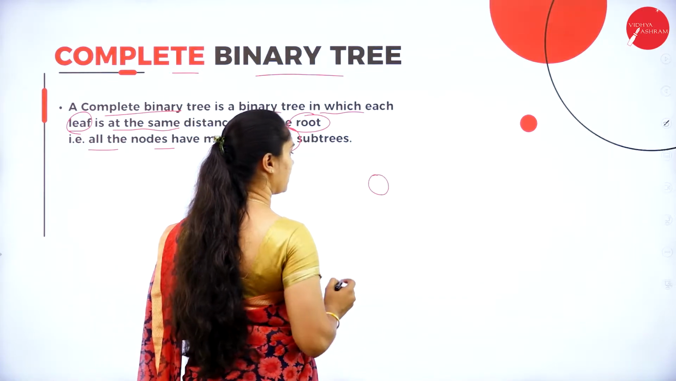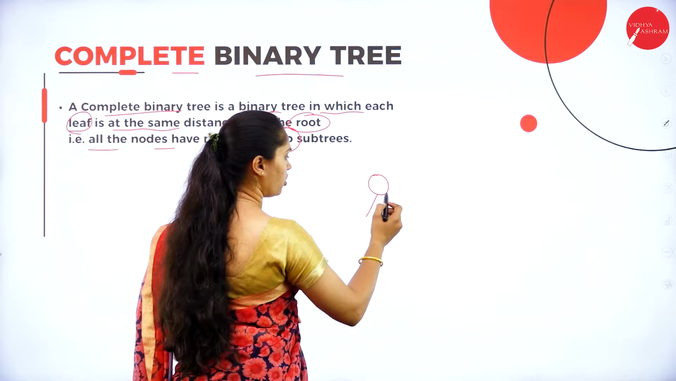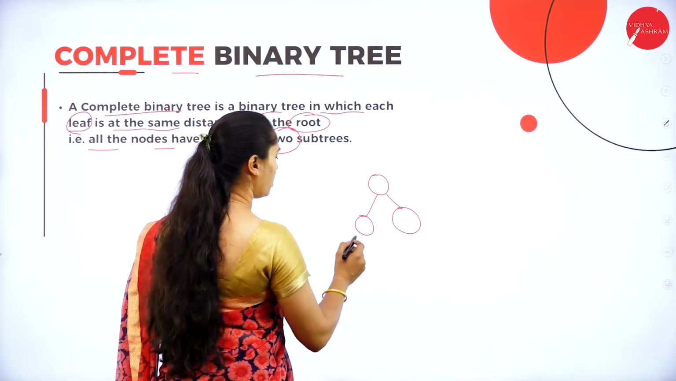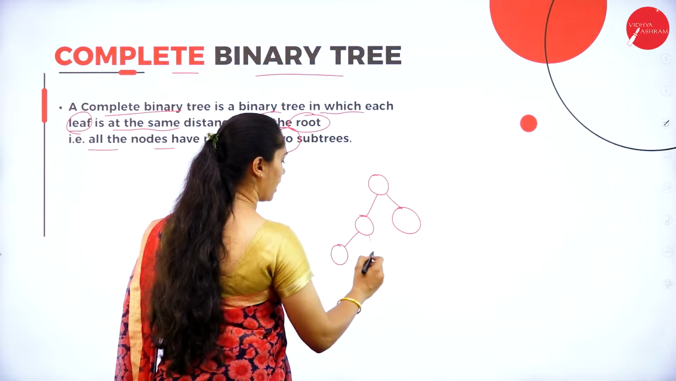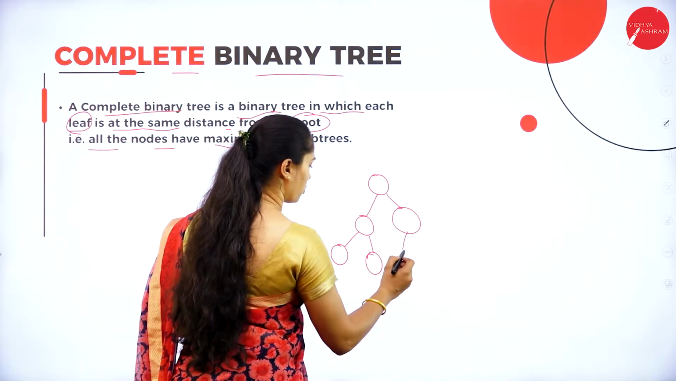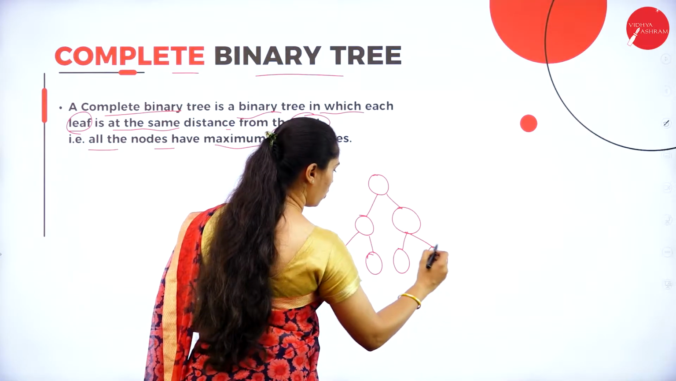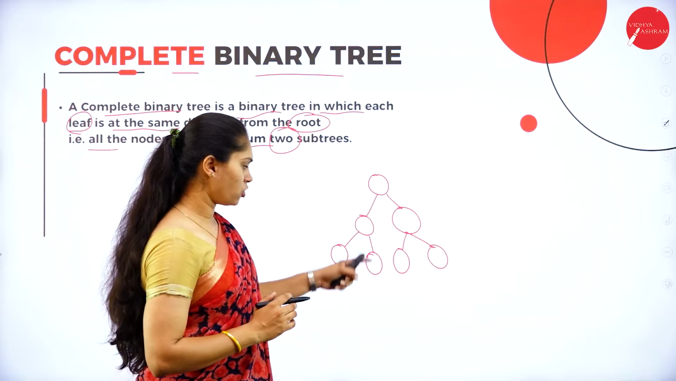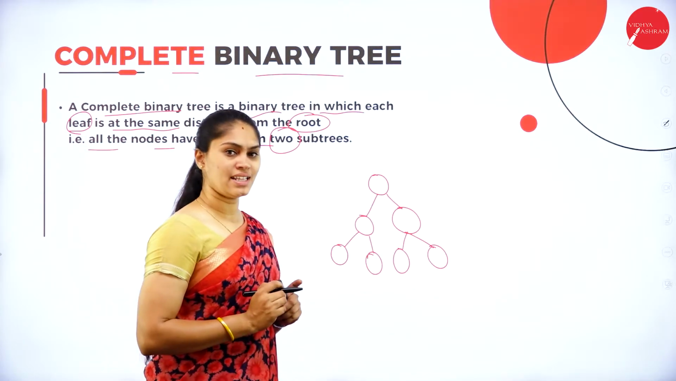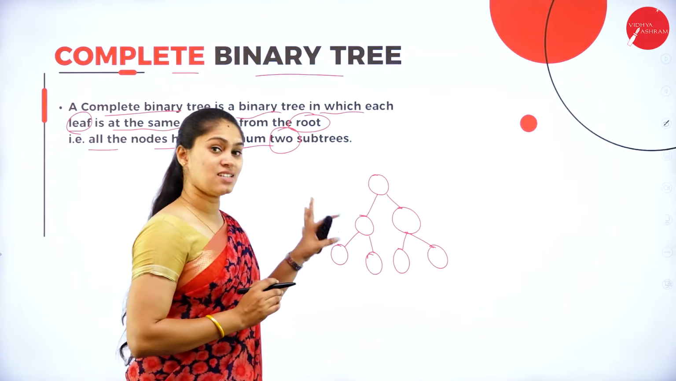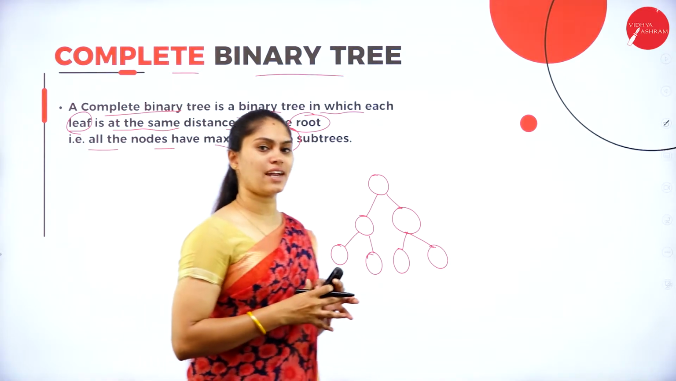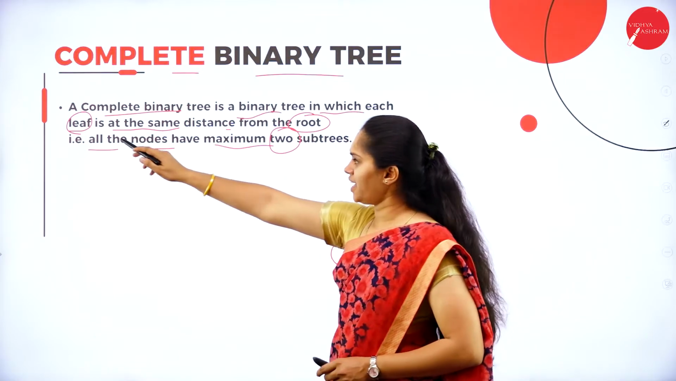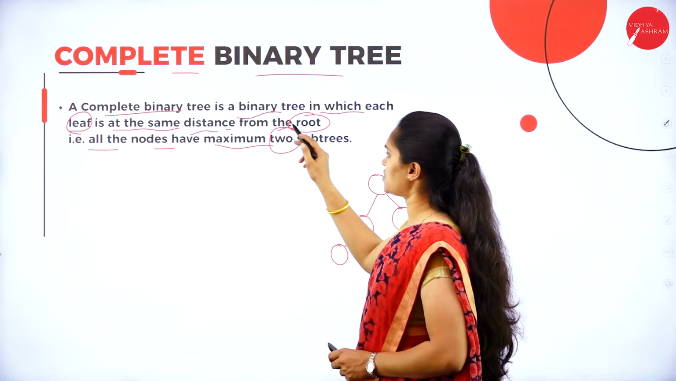Let me write the example here. So here we have a root node that is going to have 2 children, left one and right one, and here I will make it a leaf node. Okay. So if I consider the distance from the root node to this leaf node, and root node to this leaf node, and root node to this leaf node, the distance is the same. Then we can say this kind of tree is a complete binary tree, in which each leaf is at the same distance from the root.